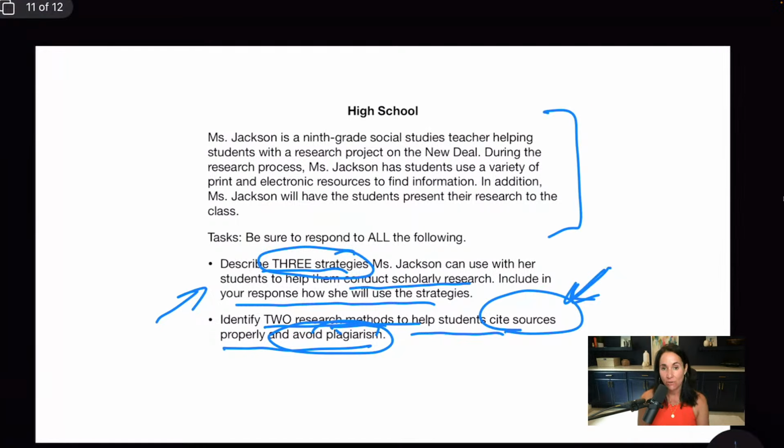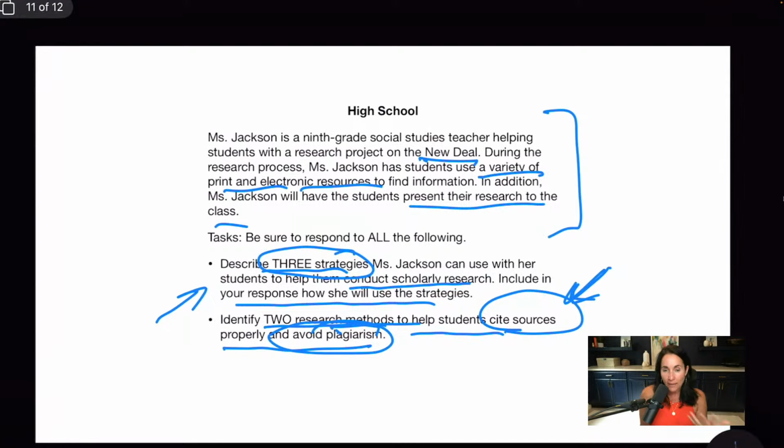Ms. Jackson is a 9th grade social studies teacher helping students with a research project on the New Deal. During the research process, Ms. Jackson has students use a variety of print and electronic resources to find information. In addition, Ms. Jackson will have the students present their research to class.